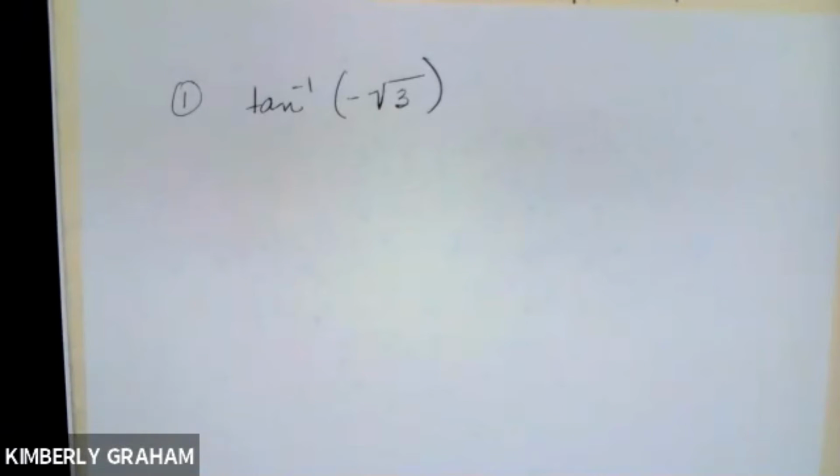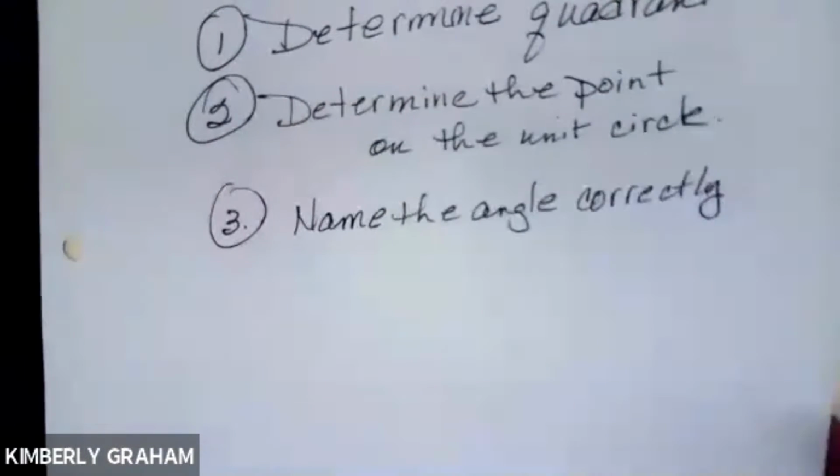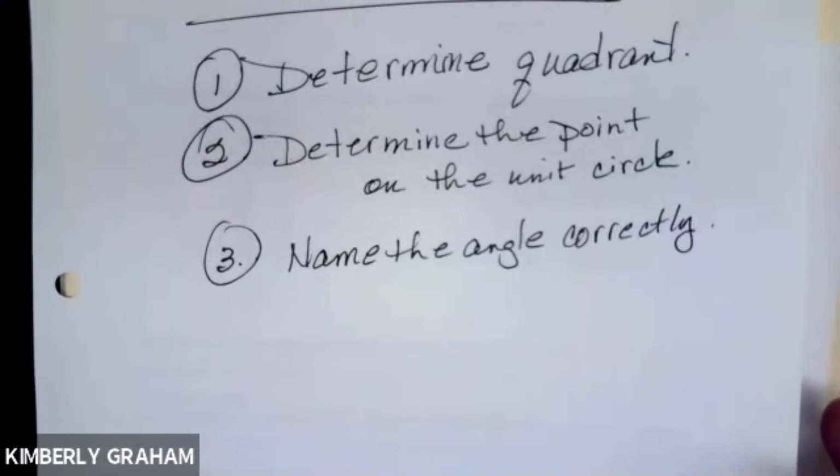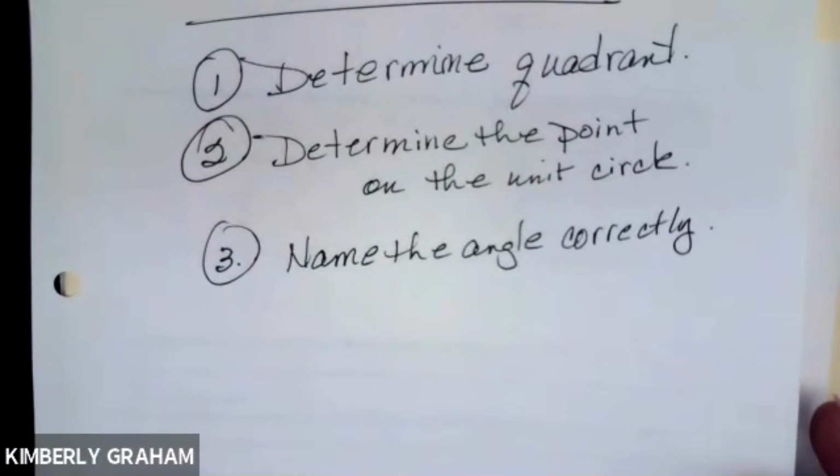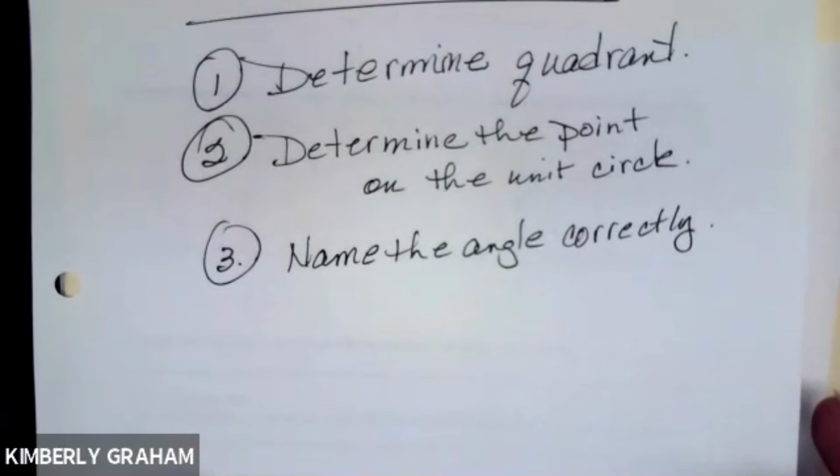Now, we had said that when we were looking at inverse sine and cosine, there were 3 steps that we sort of needed to follow: determining what quadrant we were going to be in, determining the specific point on the unit circle within that quadrant, and then be sure we name the angle correctly. Well, we're still going to sort of follow these same 3 things.